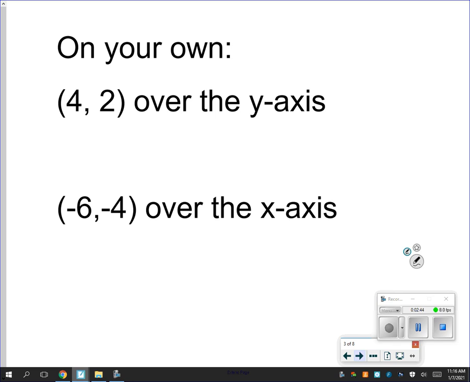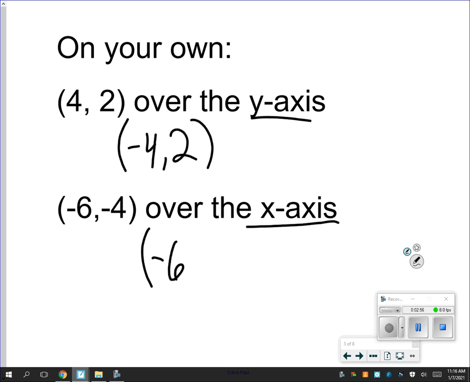Alright, welcome back. So we're over the y-axis, that's a switch of the x coordinate, -4 over 2. And the second one is a flip over the x-axis, so the x coordinate stays exactly the same. The y coordinate switches to a positive number in this case.